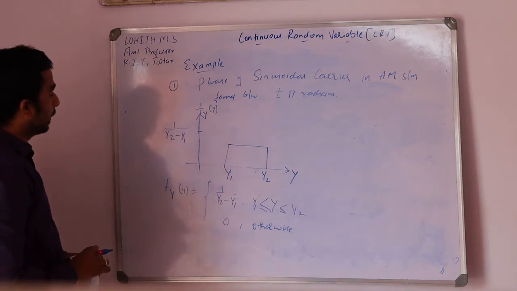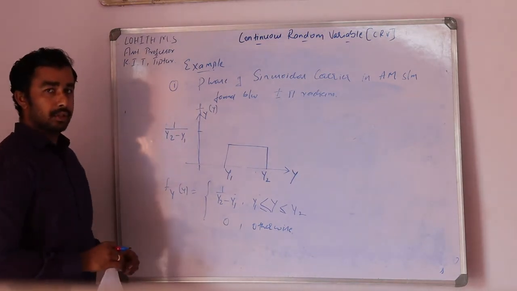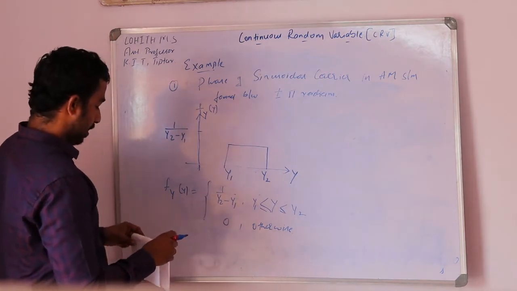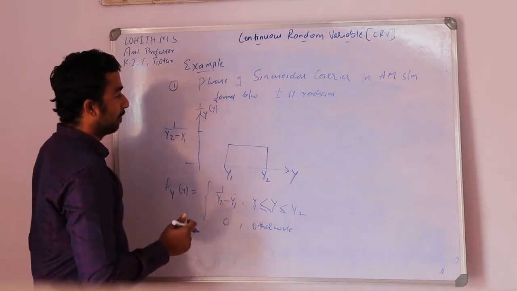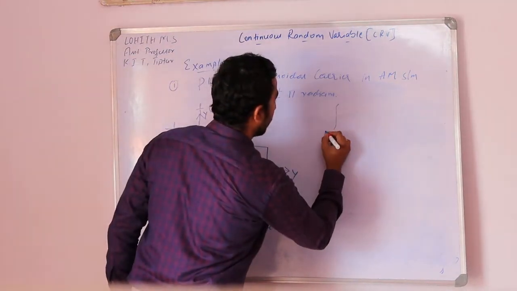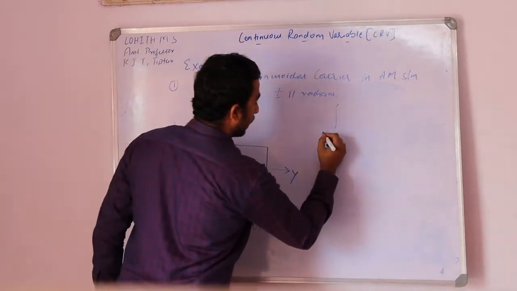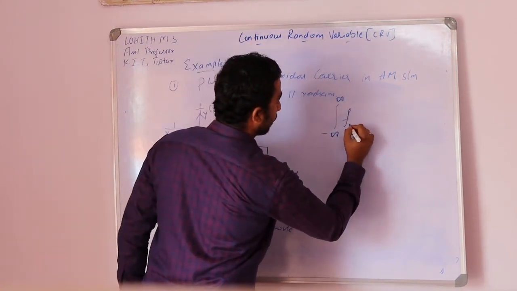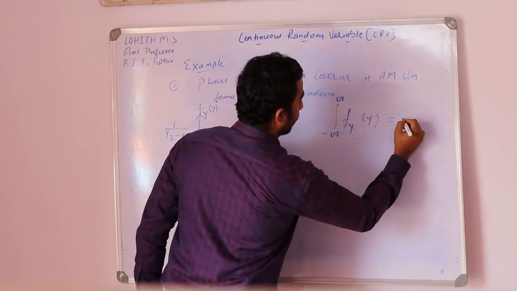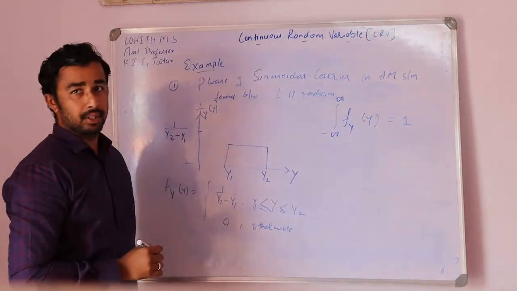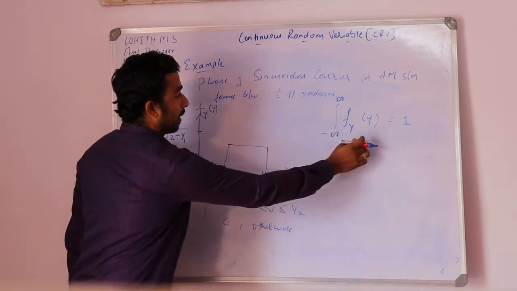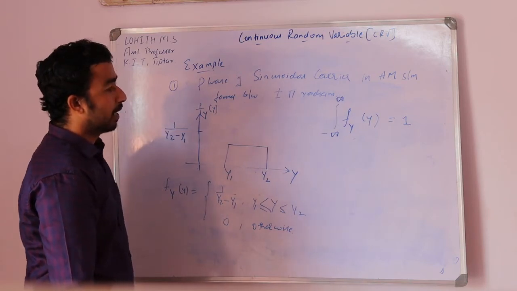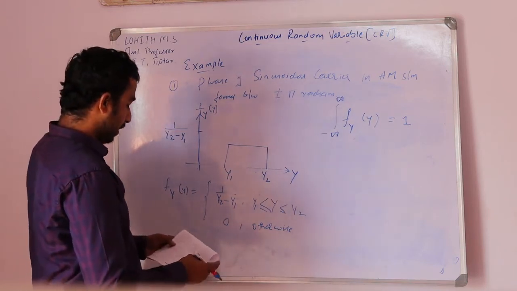Now we will find the cumulative distribution, the CDF, of this uniform random variable. We know that if the CDF from minus infinity to infinity, f y of y, will be equal to 1. From the previous equations we discussed before, we can write like this: minus infinity to infinity, the cumulative distribution function will be equal to 1.